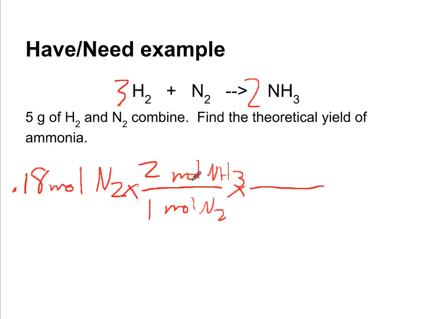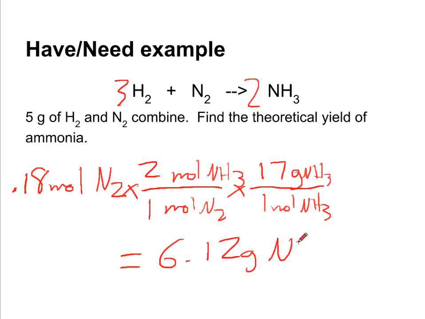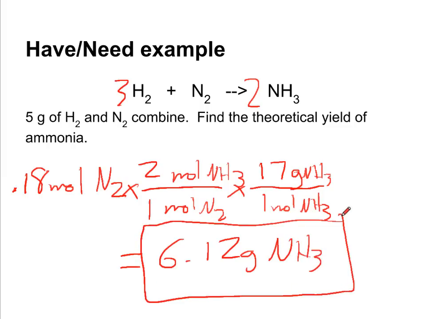Now we want to convert moles of NH3 to grams. 1 mole of NH3 has a molar mass of 17 grams. So 0.18 times 2 times 17, it's going to equal 6.12 grams of NH3. That is our theoretical yield. That's the maximum amount of product we can make based on the amount of the limiting reactant that we had.